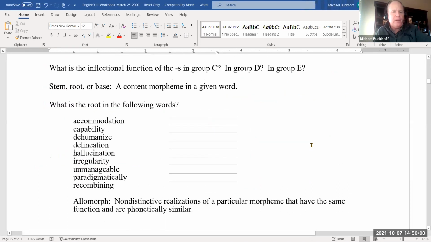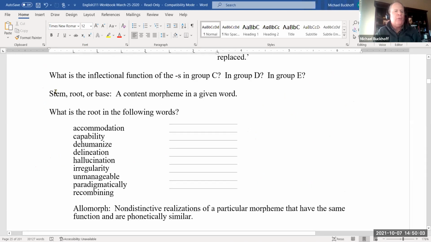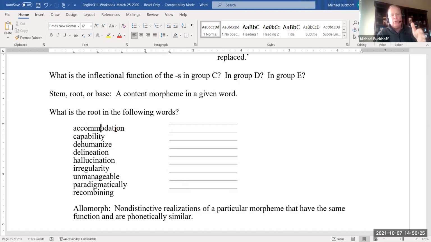Let's look at just a few more basic definitions. We have stem, root, and base, right? That's just a way of talking about what's called the content morpheme in a given word, the free morpheme there. Okay, so let's take a look at the following words here. What would be the root in the word accommodation? Can somebody tell me that one? We're just looking for the stem, the root, or the base.